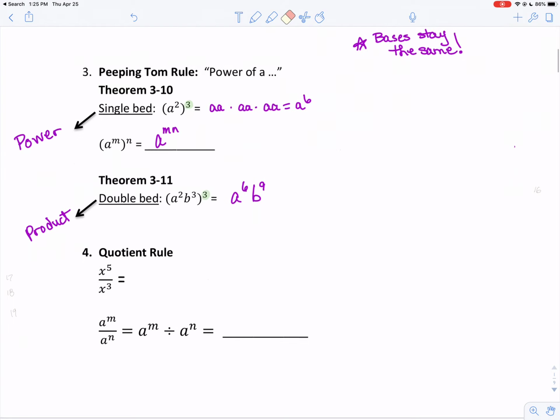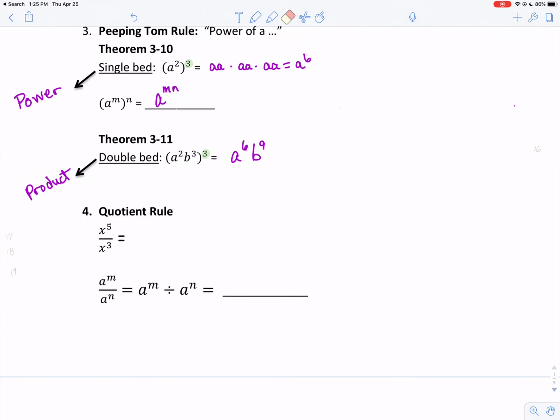We also have the quotient rule. So if I had x to the fifth over x to the third, that means we're going to have 5 x's on top and 3 x's on the bottom. So we're going to cancel these out. Notice how many we have left over. So the answer is going to be x to the second. So look at your exponents. What do we do when we have a division? We're actually going to subtract those exponents.